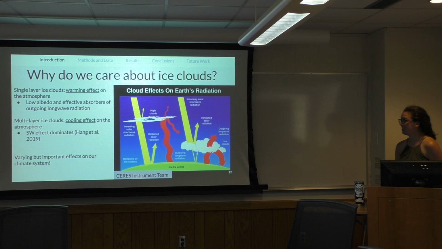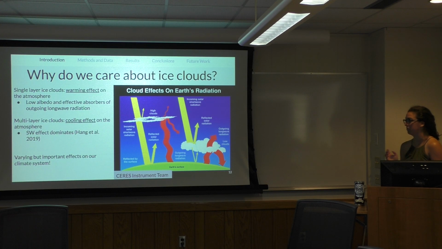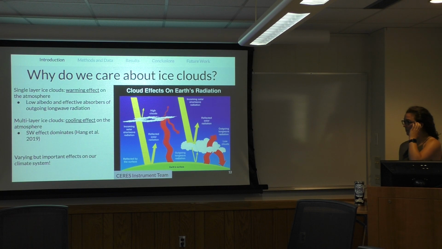So we care about them because single-layer ice clouds tend to have a warming effect on the atmosphere just due to the fact that they're poor reflectors of solar radiation and good absorbers of outgoing long-wave radiation. However, in multi-layer scenes, the net effect of the high clouds over low is a cooling effect. And that's primarily because the shortwave effect dominates. So depending on where these high clouds are, they could have either a warming effect on the atmosphere or a cooling effect. So their effects are varying but important for our climate system.